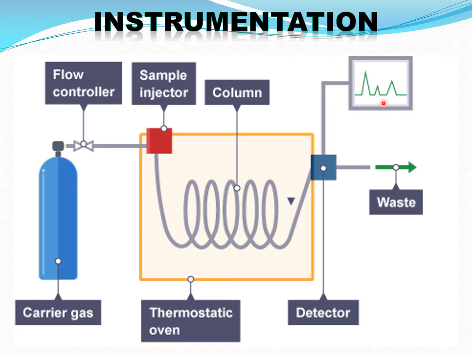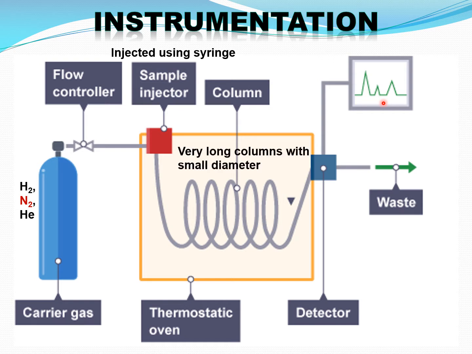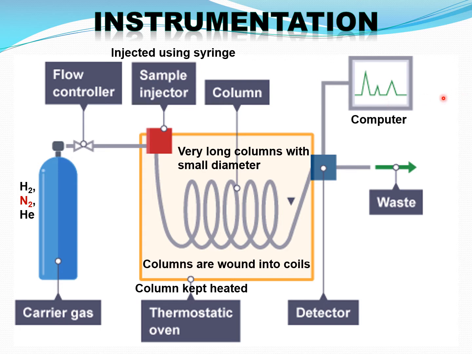So this is the instrumentation of a GC. Hydrogen, nitrogen or helium are used, and the most commonly used mobile phase is nitrogen. The sample is injected using a syringe. The columns used are very long with small diameter, made of stainless steel. Columns are wound into coils, and the columns are always kept heated. This is the computer which generates the final result. So this is how the instrument works.